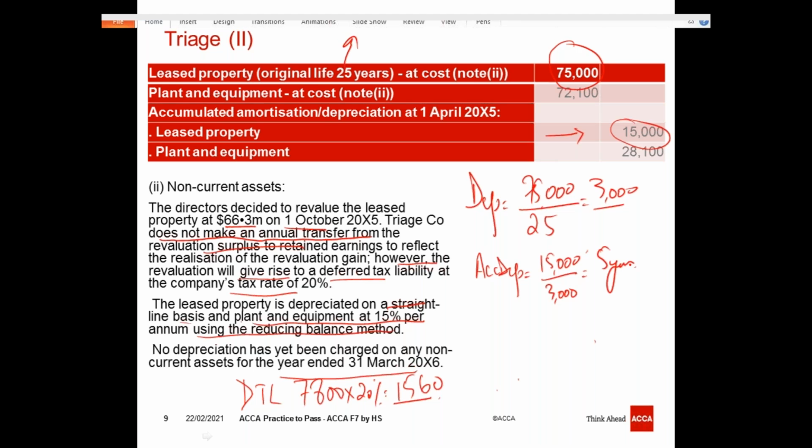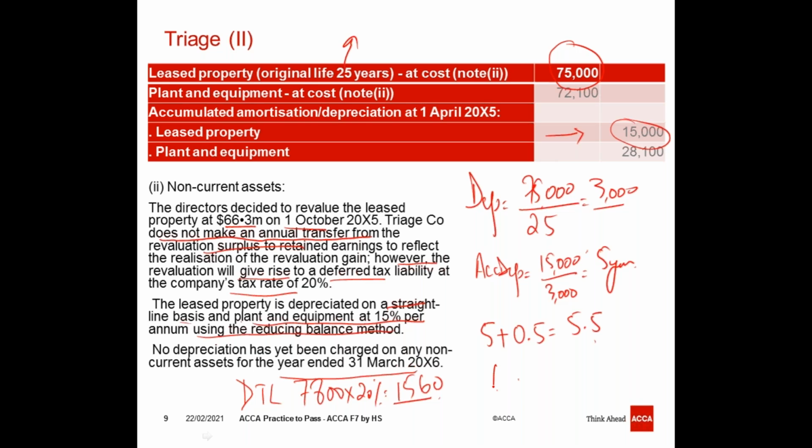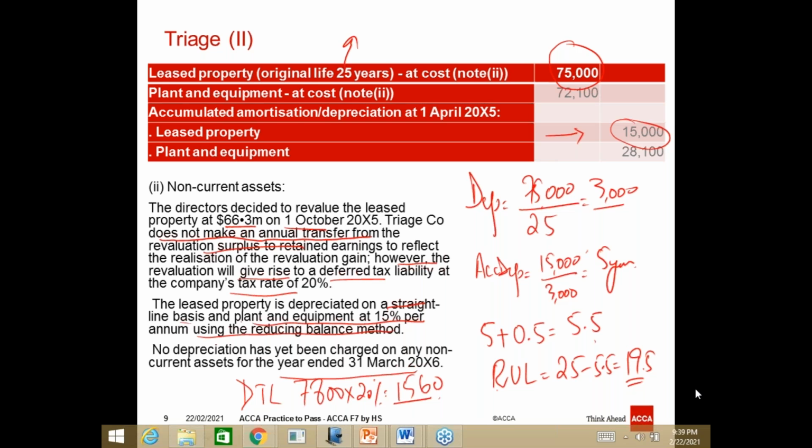So at the start of this year, my asset was already 5 years depreciated. And then I have charged a depreciation for the first 6 months, which is 1,500. So at the time of revaluation, I have already depreciated 5.5 years out of 25 years. So what will be the remaining useful life? The remaining useful life will be 25 years minus 5.5. The amount will be 19.5. Is it clear? Wonderful.